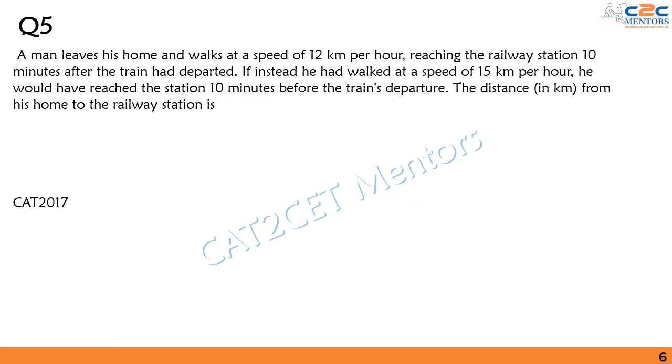A man leaves his home and walks at a speed of 12 kilometers per hour, reaching the railway station 10 minutes after train had departed. If instead he had walked at a speed of 15 kilometers per hour, he would have reached station 10 minutes before the train's departure. Okay, so the distance between his home and railway station is.